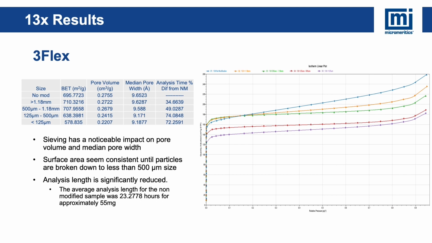The surface area results were consistent until the particles were broken down to less than 500 microns. Analysis length decreases as the particle size ranges become smaller. The analysis length for both the 125 to 500 micron and the sub 125 micron size ranges were reduced by over 70%.